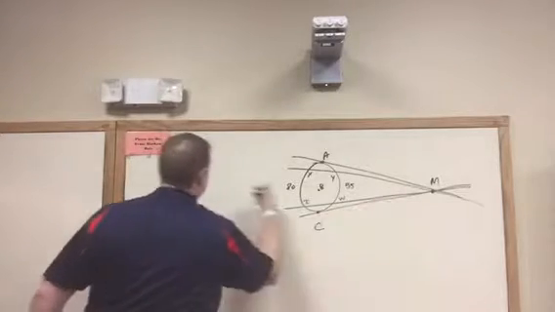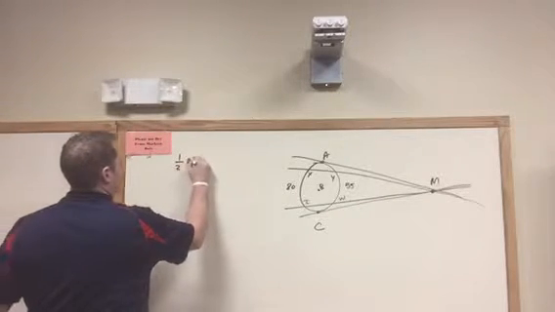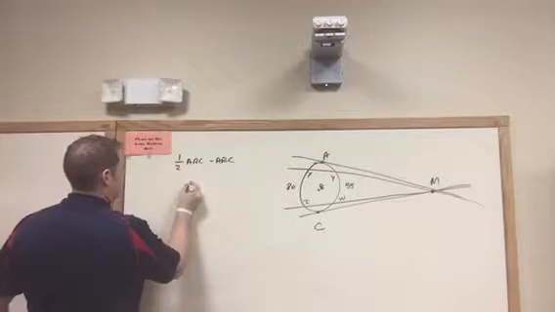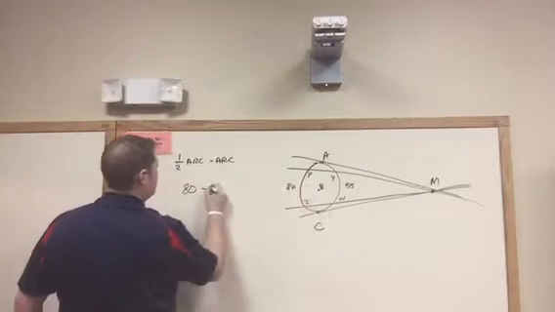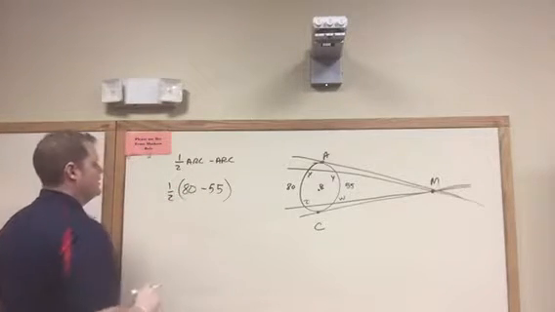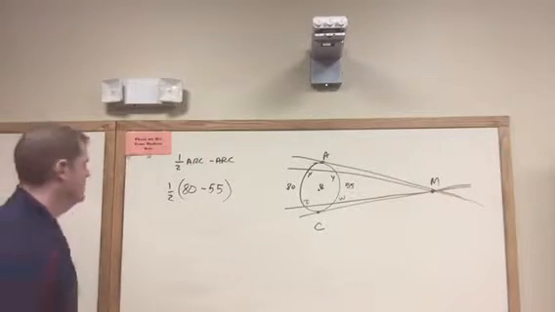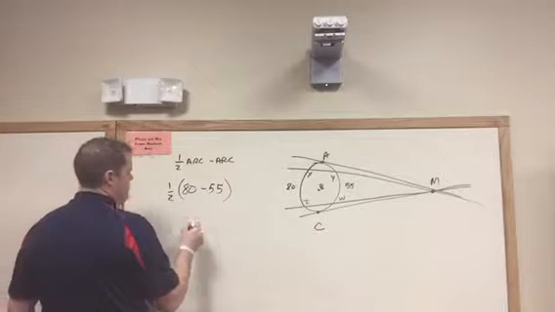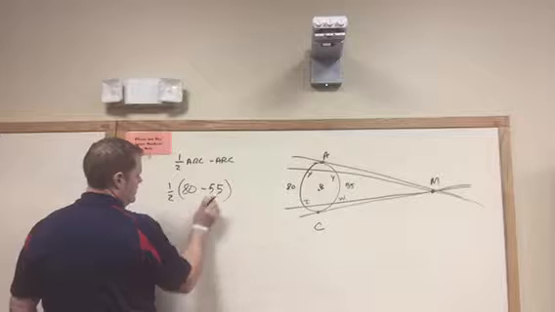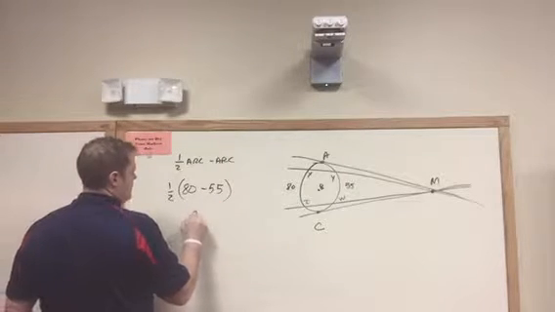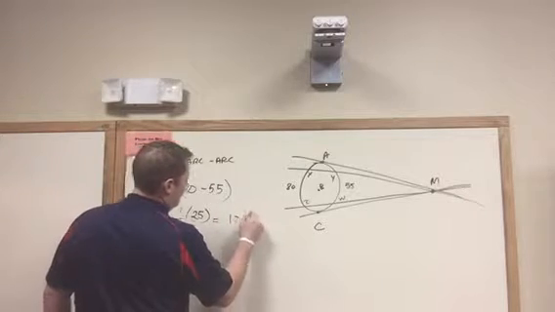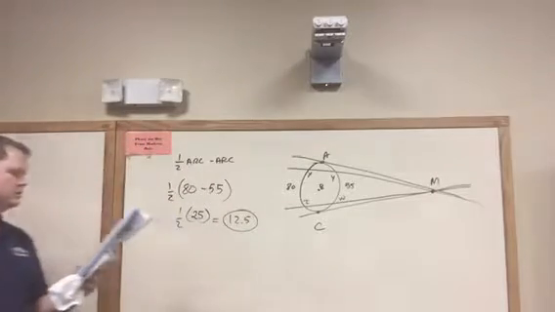Out is correct. So we're going to use 1/2 arc minus arc. The first arc is 80. Second arc is 55. Arc minus arc is 25. 1/2 of 25 is 12.5. So number 22 is 12.5.